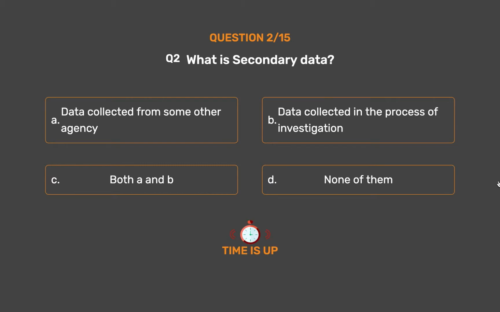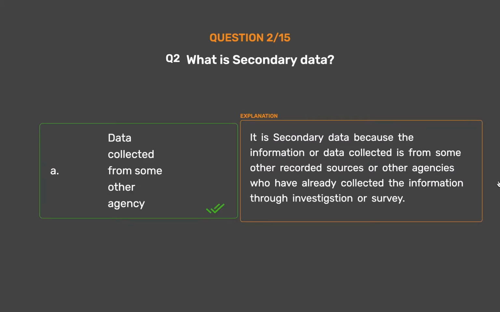The correct answer is Option A. Data collected from some other agency. It is secondary data because the information or data collected is from some other recorded sources or other agencies who have already collected the information through investigation or survey.